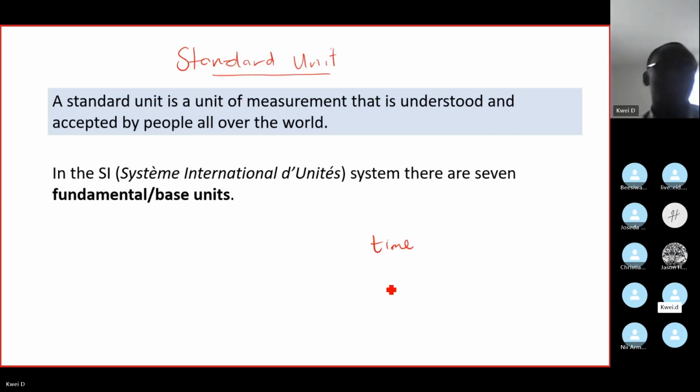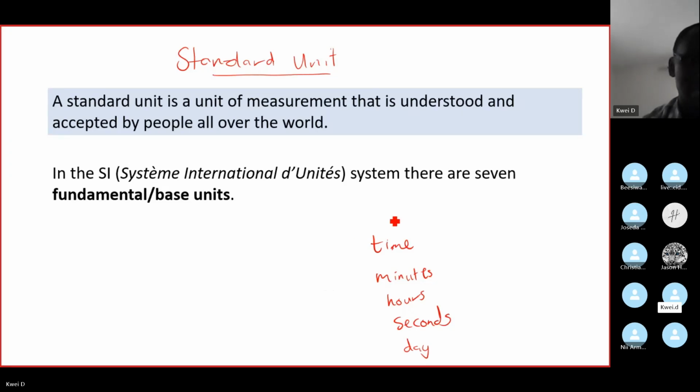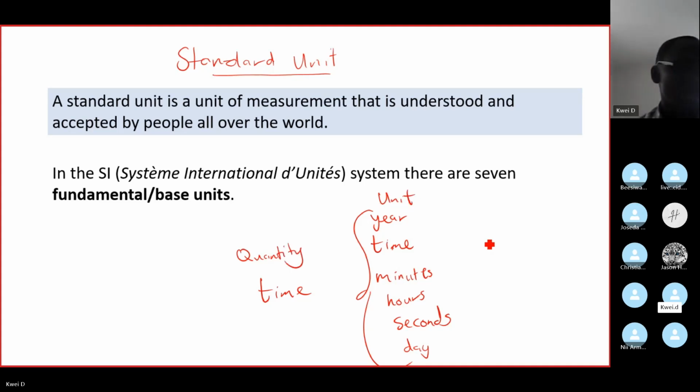We know that time can be measured in minutes. You can also measure it in maybe hours, in seconds, in days, in maybe years, and so on and so forth. But even though all these units are units for measuring time, time is a quantity, and these are units for measuring time. Only one is accepted as the standard when you come to the scientific community.